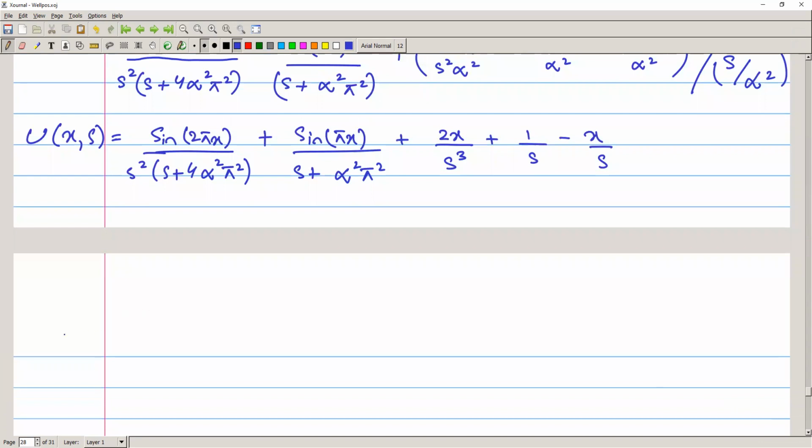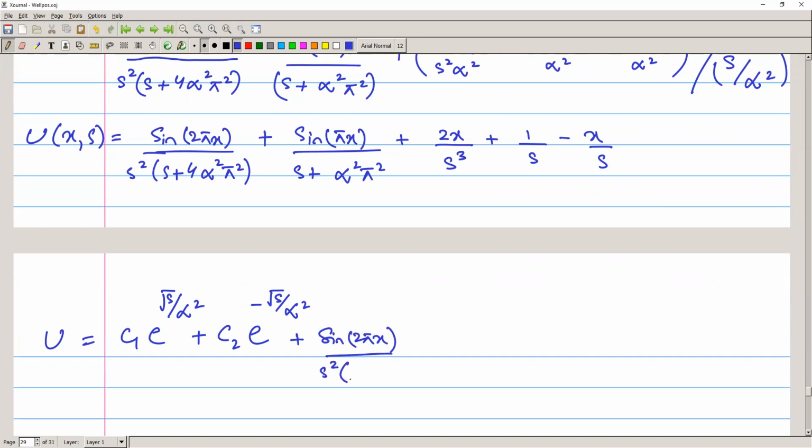Now the general solution will be u equals c1 e to the power square root of s over alpha squared plus c2 times e to the power negative square root of s over alpha squared, then plus sine 2 pi x over s squared times s plus 4 alpha squared pi squared, plus sine pi x over s plus alpha squared pi squared, plus 2x over s cubed plus 1 over s minus x over s.